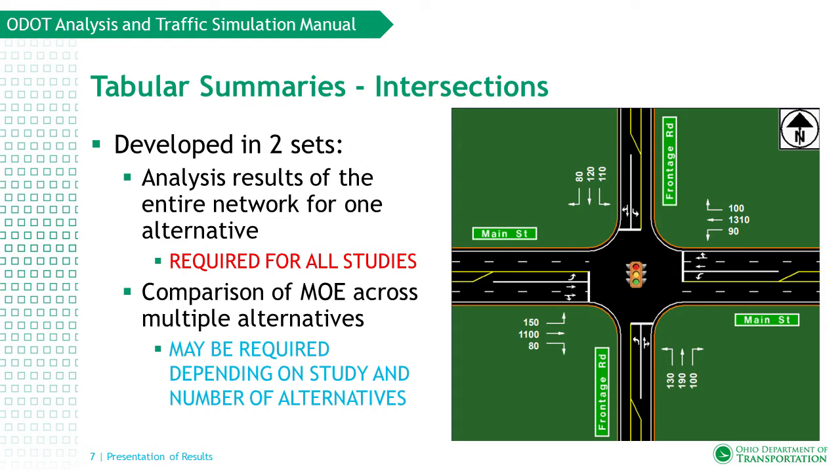Tabular summaries should be developed in two sets. The first set contains tables summarizing analysis results of the entire network for one alternative. This table is required for all studies. The second set includes a summary of the comparative measure of effectiveness across multiple alternatives. This table may be required based on the study and number of alternatives being evaluated.